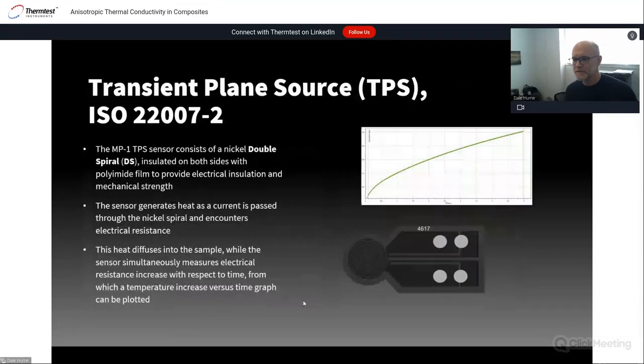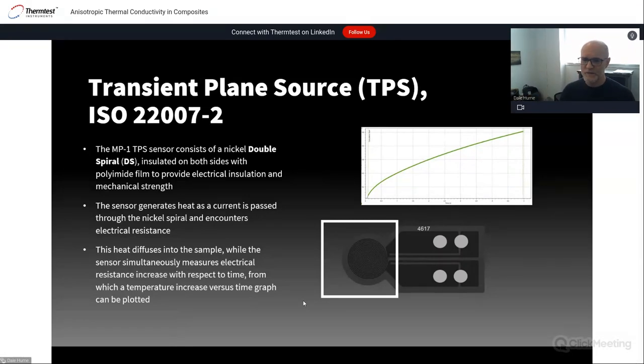So a little bit of theory on the transient plane source as described in the ISO. You have a double spiral that's insulated with Kapton or polyamide. They change in diameter based off of the sample size. So everything from 1 millimeter up to 60 millimeters in diameter. Of course, the more heterogeneous the material is, the larger the sensor. That has many advantages. And of course, if your sample is physically small, you want to use a small sensor so that you're covering the diameter of that sensor by about 3 times the diameter of the sensor, roughly.